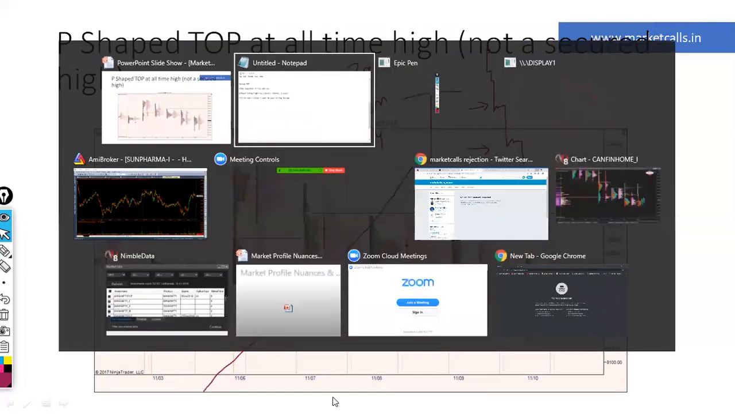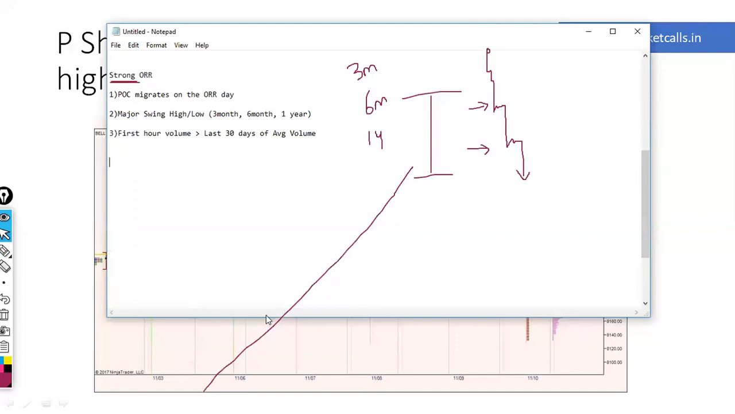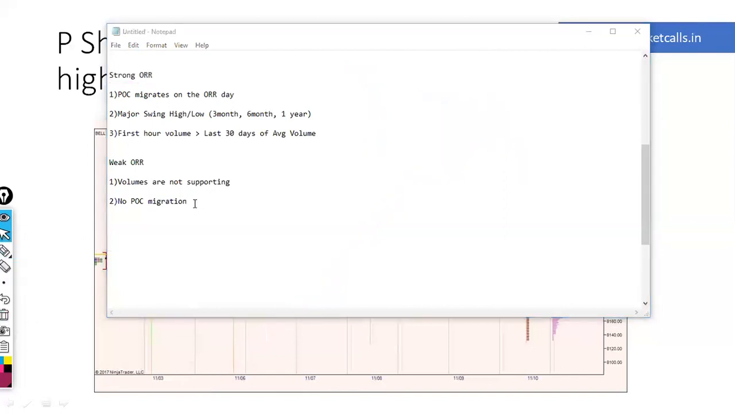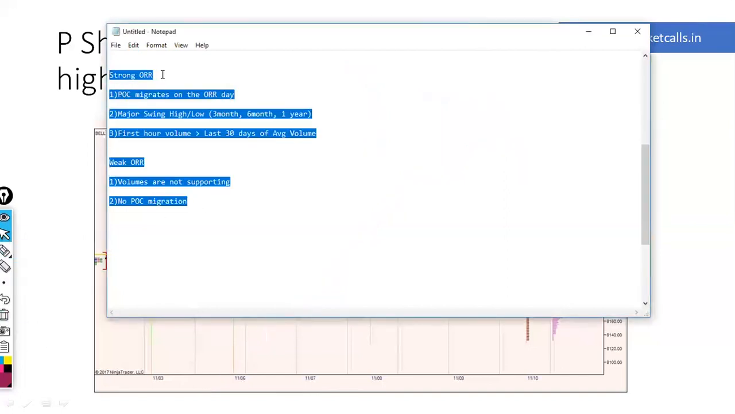Right. So a weak ORR. What is the characteristic of a weak ORR? One is volumes are not supporting, and no POC migration. So these are the 2 key characteristics where you can say it's a weak ORR. As simple as that. So maybe I'll share it in the Slack. You can keep it with you.